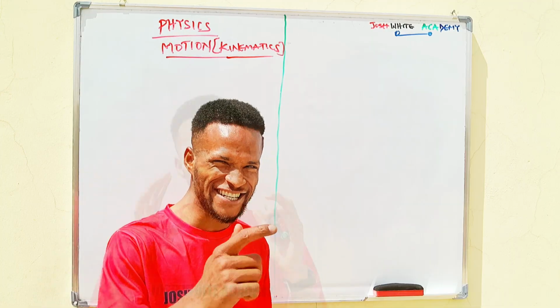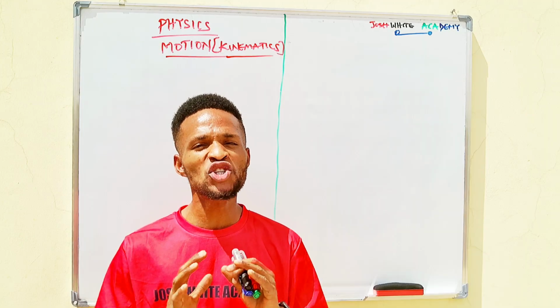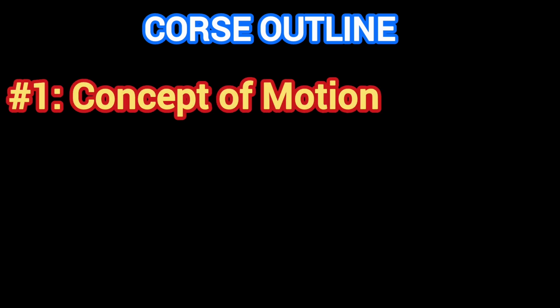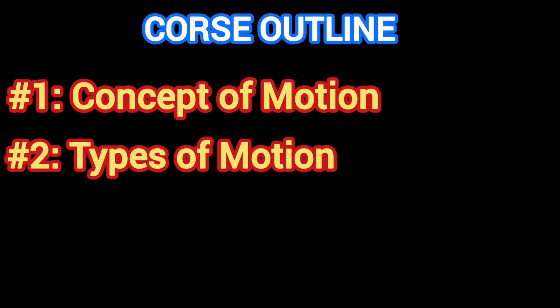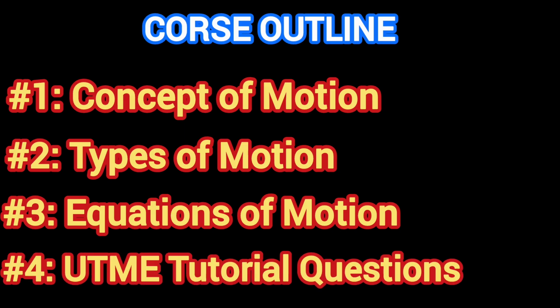Let's get started. In today's class, we will be dividing the lesson into 4 different sections. In the first section, we will talk about the concept of motion. Secondly, we will talk about the types of motion. Thirdly, we will talk about the equations of motion. And finally, we will be using those equations to crush UTME questions. Let's get to class.